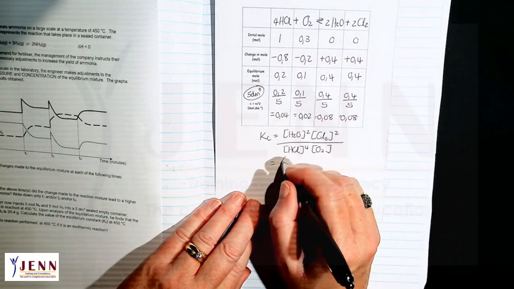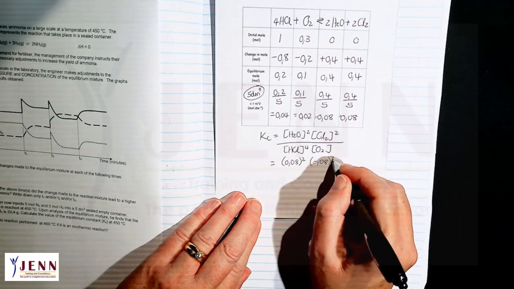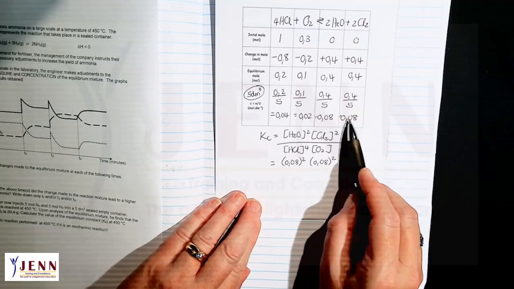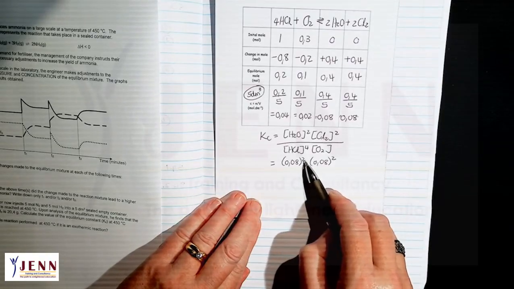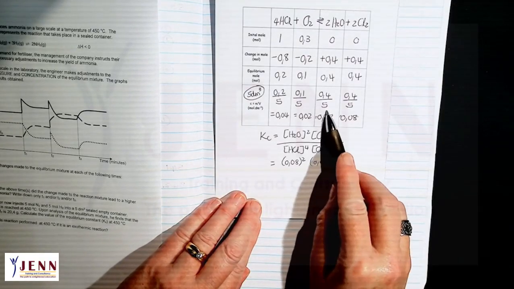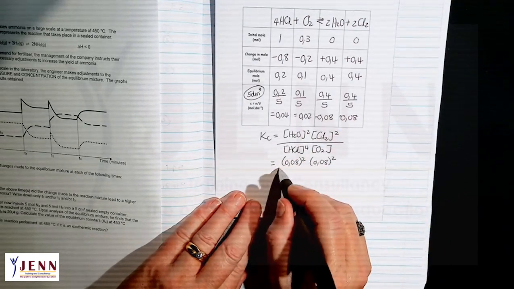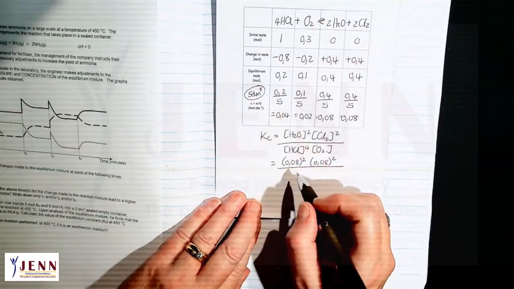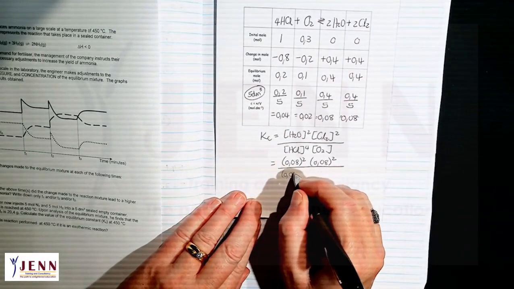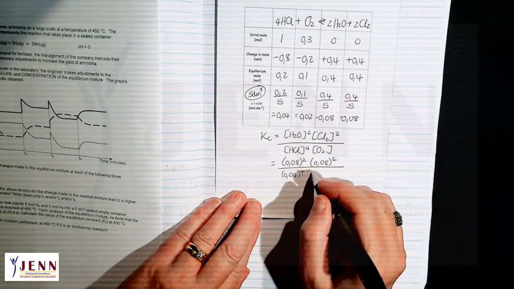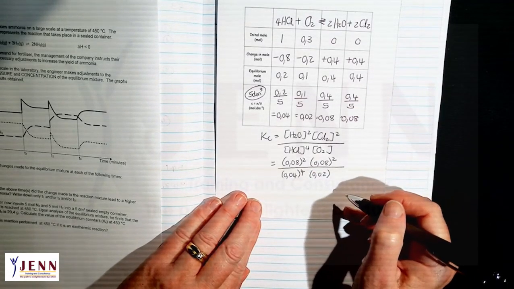Now I'm going to put it in here. So 0,08 squared, 0,08 squared. It's a coincidence that these two are the same. So please don't write it now to the power of 4, because then it means the balancing number must be 4. So we're going to write it 0,08 squared, 0,08 squared, divided by, and the HCl, now you must be cautious, the HCl is the 0,04 to the power of 4, and the O2 is 0,02 just on its own because it's to the power of 1.